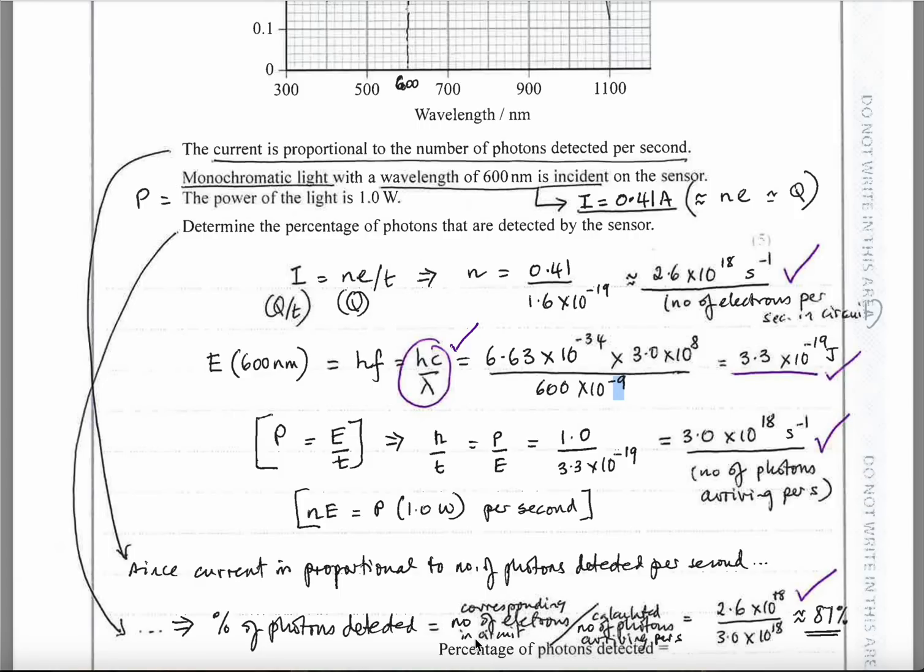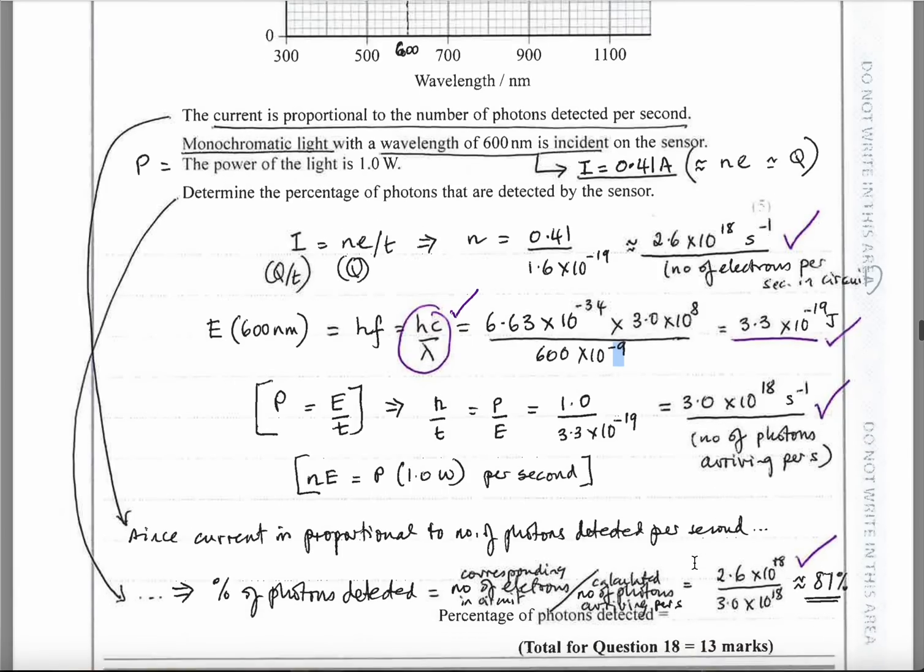I think that's what it said. And I don't know what I've written here, but it should say the corresponding number of electrons emitted in a second. Calculated number of photons arriving per second. So you divide the released electrons by the incoming photons and you get 87%.